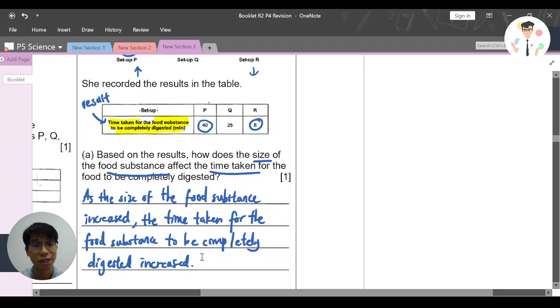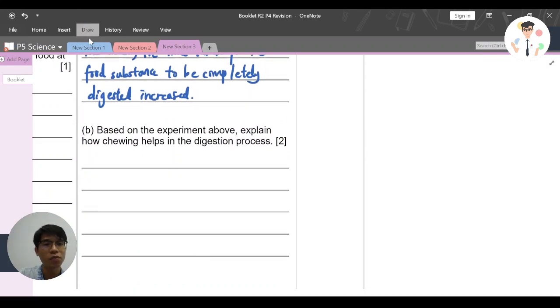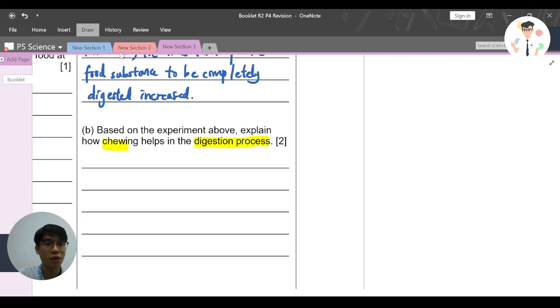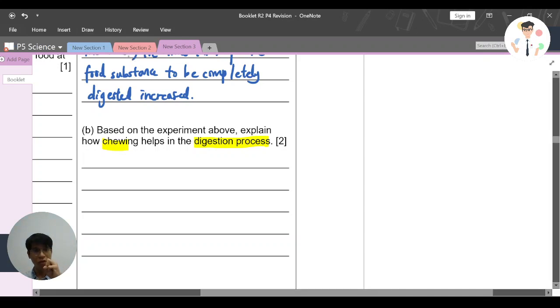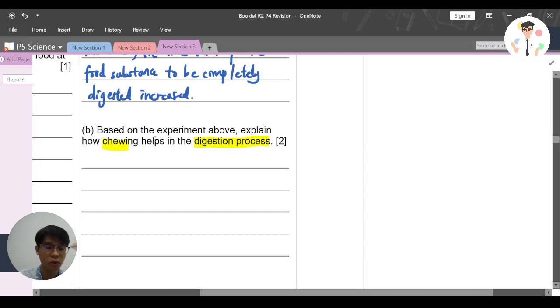Now let's move on to the next part. Based on the experiment above, explain how chewing helps in the digestion process. Basically we have learned this, right? The mouth actually chews and also has saliva helping as the digestive juices. So based on the experiment, how? Explain. We know that chewing breaks the food into tiny pieces. You can just refer to the notes, I have actually described it in the notes there.